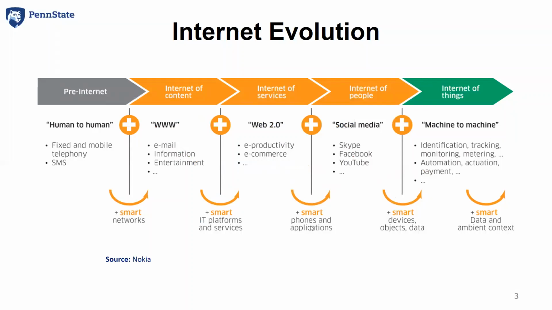And what will be the next era? That is the Internet of Things, machine-to-machine communication based on smart devices, objects, and data. So we can do identification, tracking, monitoring, metering, and automation, actuation, and payment. With this Internet of Things, smart data and ambient context information can be connected in the manufacturing environment.